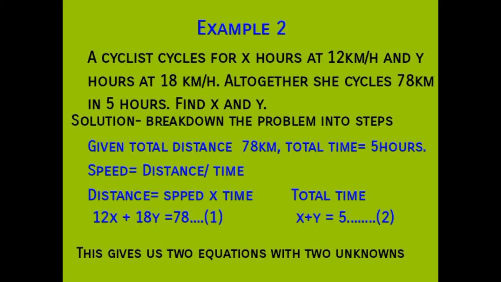So for the time of x hours, we can get the distance by multiplying x hours by 12 kilometers per hour, while for the time of y hours we can get the distance by multiplying y by 18 kilometers per hour, and putting that distance together, we're going to have 78. From the second part of the question, the total time was 5 hours. That means the second equation becomes x plus y equals 5. So this gives us two equations with two unknowns, which we call simultaneous equations.